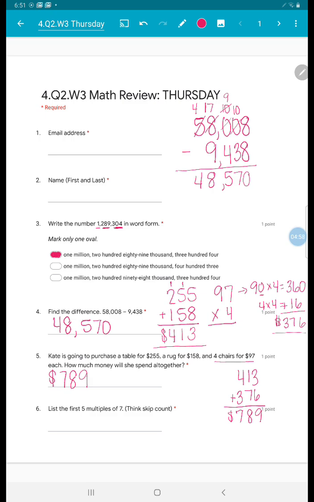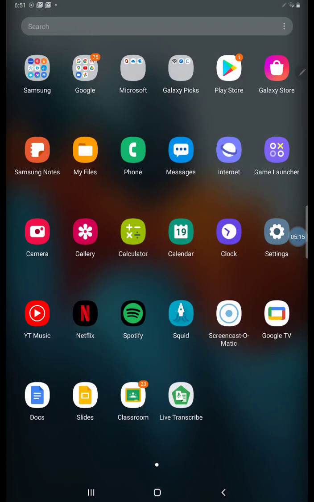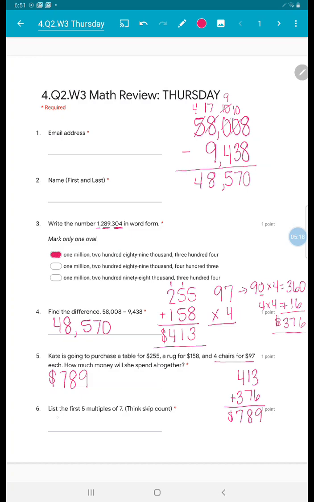Next, we are finding the multiples of 7. So remember, when we find the multiples, we're listing the products when we multiply by 7, which is also the same as skip counting. We can think of multiples as skip counts. So 7 times 1 is 7. 7 times 2 is 14. 7 times 3 is 21. 7 times 4 is 28. And 7 times 5 is 35. So there's your first 5 multiples of 7.